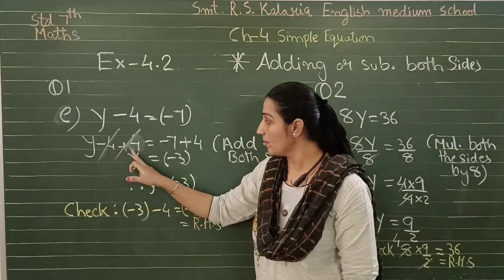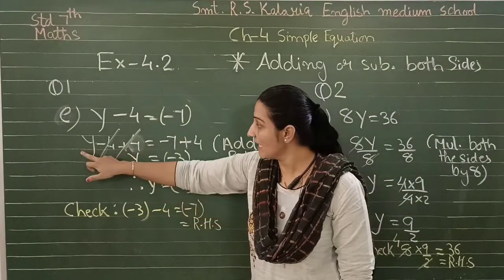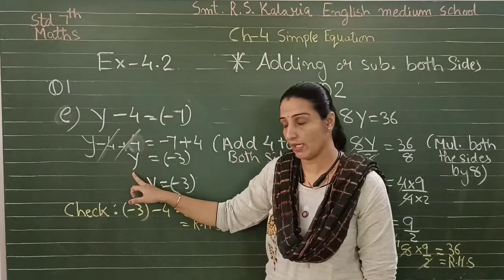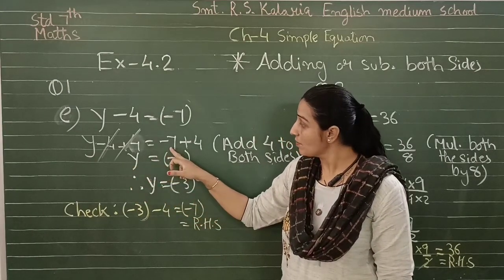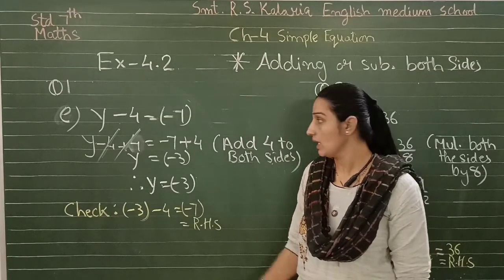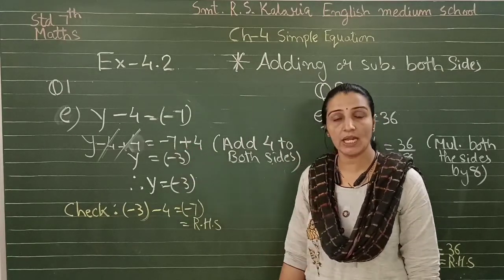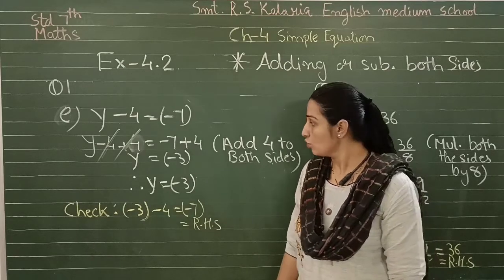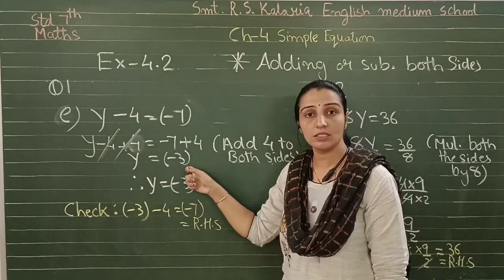Now -4 plus 4 will cancel out, so now on this side what is left with me? y is equal to what? -7 plus 4. This we have studied in chapter 1. Different signs, subtract and take the sign of the bigger number. So my answer is -3.